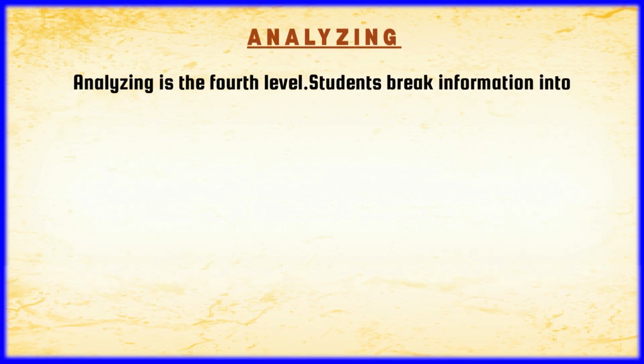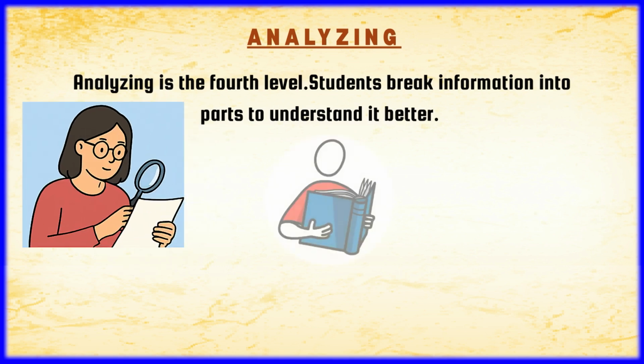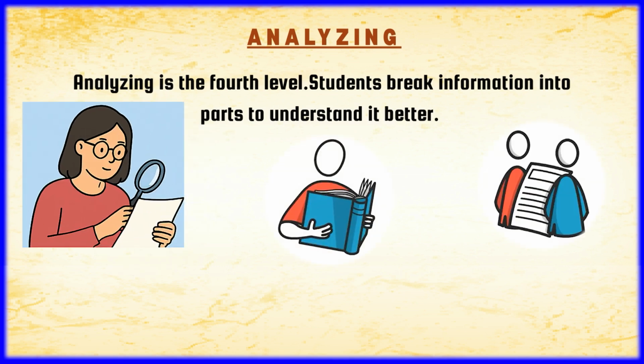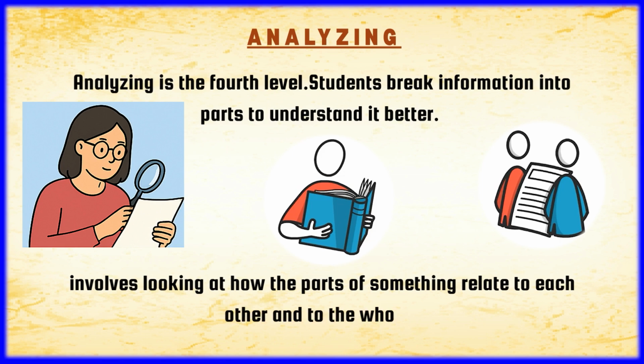Analyzing is the fourth level. Students break information into parts to understand it better. They might compare and contrast two theories, or examine the motives of characters in a novel. Analyzing involves looking at how the parts of something relate to each other and to the whole.